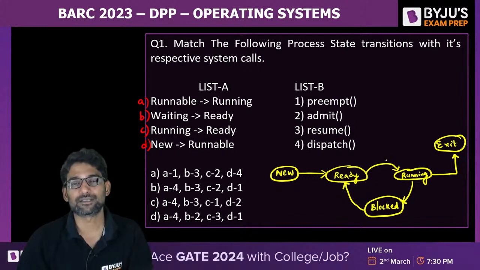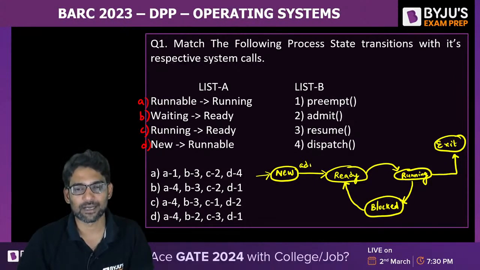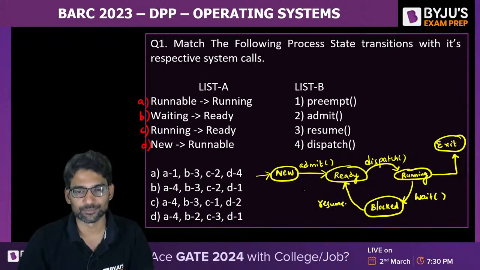Now we want the system calls which make this process state transition. New to ready, admit is the system call, admit into main memory. Ready to running, dispatch. Running to blocked or waiting, that is wait or block, you can say. Blocked to ready, resume. And exit system call for the exit. And if it supports preemption, then while a process is running, it may be sent back to the ready state. For that, the system call is preempt or interrupt, you can say.